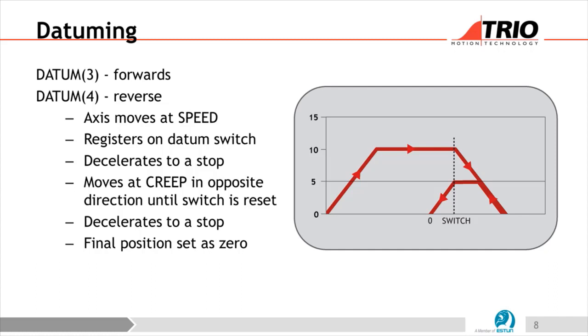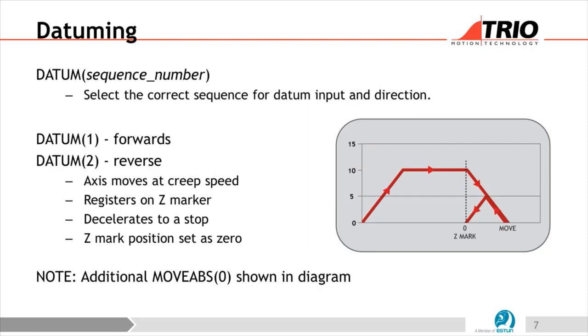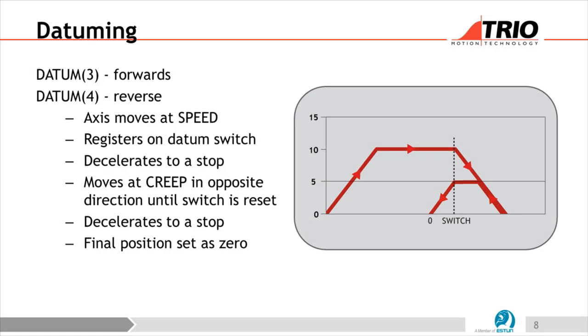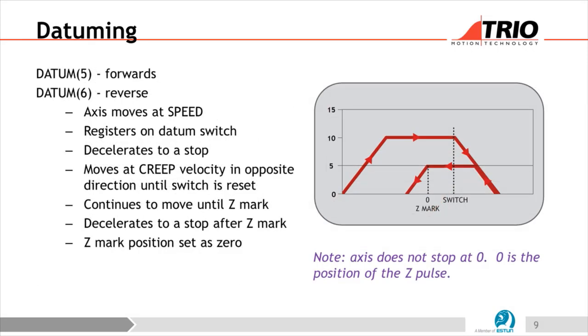Yeah. So in datum 1, it has the Z mark. And in this one, oh sorry, it's on the switch, yeah. And the last one is a combination of the switch and the Z mark. Okay. So this is more accurate. Yeah, it depends on the applications. So it depends how you want to home your machine.